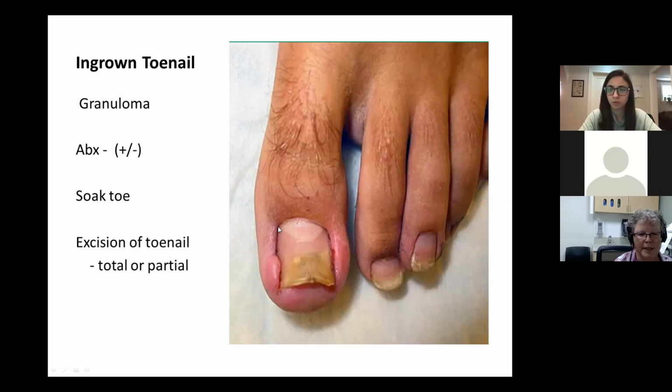You can excise a portion of the toenail and just use silver nitrate on the granuloma, which will help it shrink down a little faster. But just purely getting enough nail out of the way, the granuloma will resolve on its own.